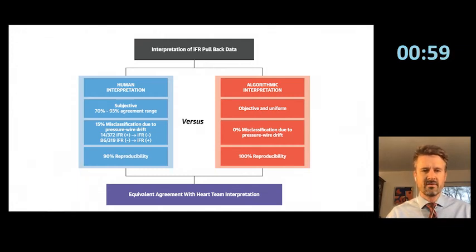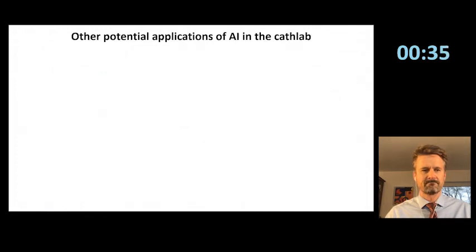Obviously, there are many benefits of using computers. There is more objective and uniform classification. There is little noise or variability, with 0% misclassification due to pressure wire drift, because of course the computer can also tell whether the wire has drifted, and it is 100% reproducible. If you show the same trace to the computer again, it will give you the same answer, which is not the case with humans, as we obviously know.